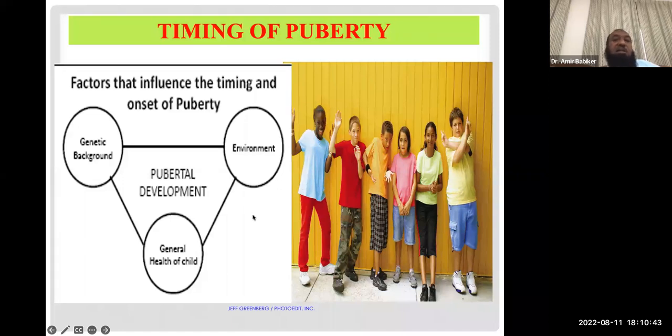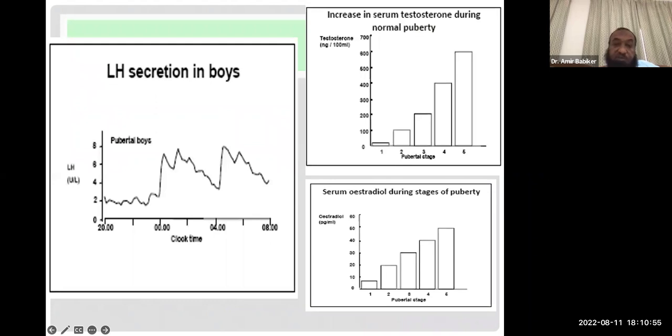So different ethnicities, different body build. That's why the timing of puberty is dependent on genetic background, environmental factors, and the general health and body build of the patient.